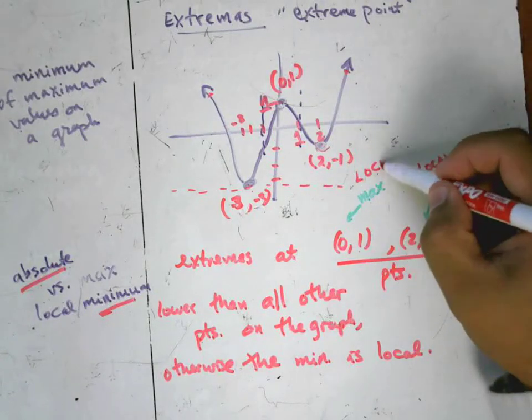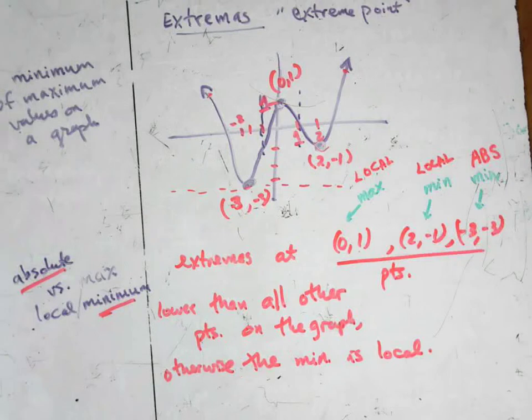So absolute means that it is the smallest over the entire graph. Local means that it's just the smallest point for that particular area, or for the maximum, it's the highest point for that area. For the absolute maximum, it's the highest point for everything.